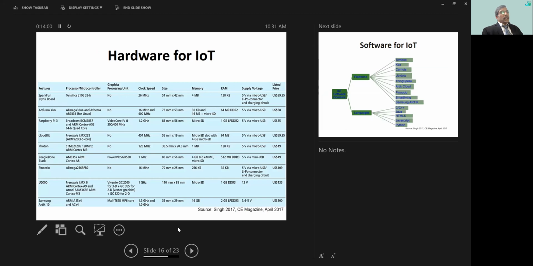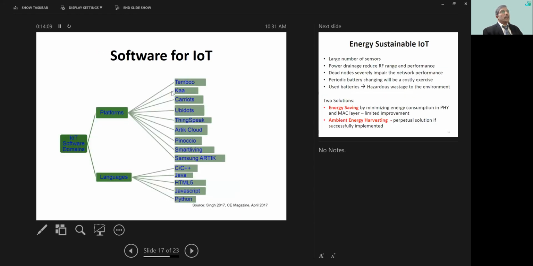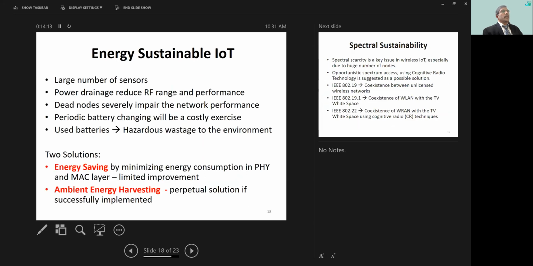And of course, in this slide, I have listed several hardware that can be used for IoT. You can go through that when you have time. Also, these are different software that can be used for IoT.